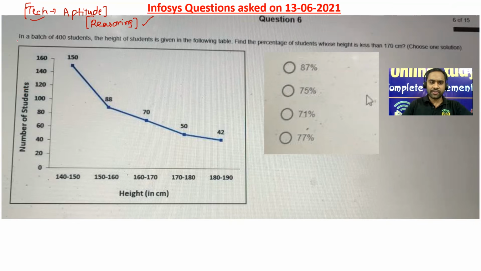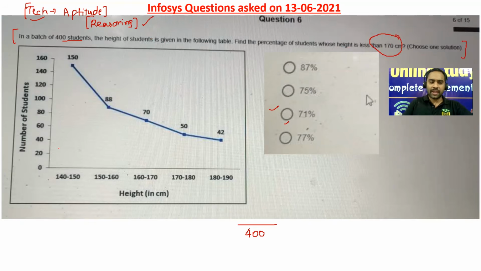So let us start with question number 1. In a batch of 400 students, so total there are 400 students, the height of a student is given in the following table. Find the percentage of students whose height is less than 170 centimeters.